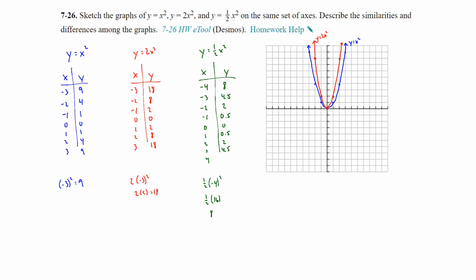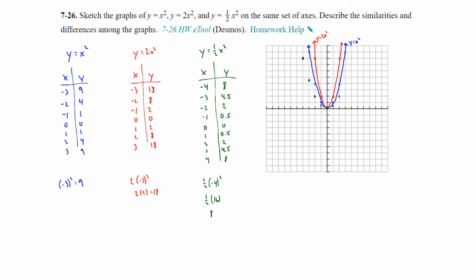Because whether you square a negative 3 or positive 3, you still get 9. And same is true for the rest of them. So there are those points. Now we'll be able to graph negative 4. We'll go to 8. Negative 3 is 4.5. Negative 2 is 2. Negative 1, 0.5. And then once again, 0 is still a point.